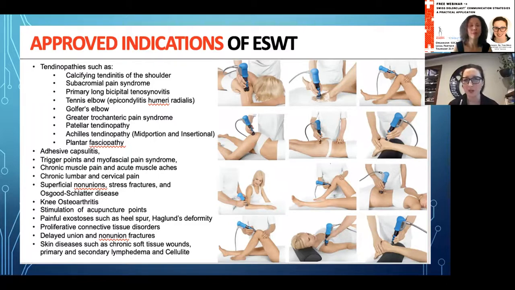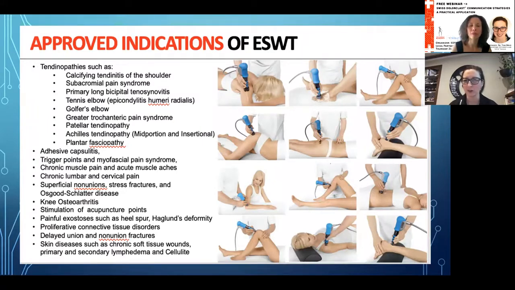If we talk about tendinopathies: calcifying tendinitis of the shoulder, subacromial pain syndrome, primary long bicipital tenosynovitis, tennis elbow, golfer's elbow, greater trochanteric pain syndrome, patella tendinopathy, Achilles, plantar fasciopathy. You can read through that list yourself. We've got a combination of things that affect tendons, both acute and chronic. We've got capsulitis, the capsule around a shoulder, trigger points, muscular conditions, general chronic lumbar pain, stress fractures. Think about all the tissues you're impacting: heel spurs, connective tissue disorders, spasticities. You can impact quite a lot of different tissues.